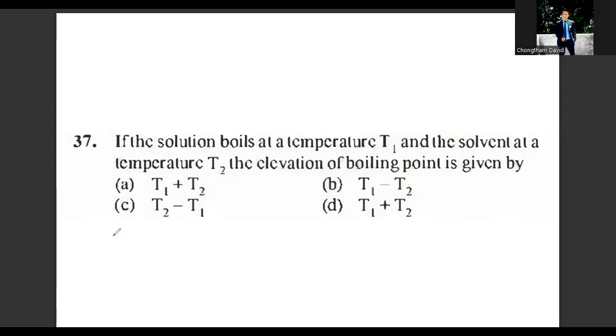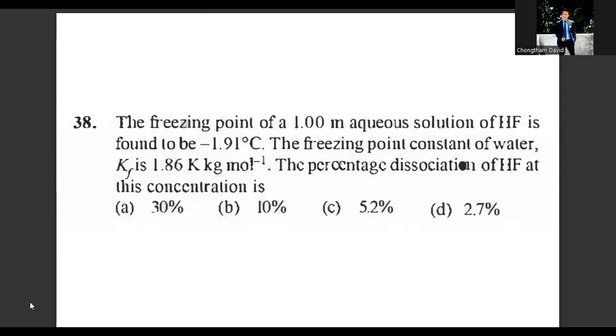If the solution boils at temperature T1 and the solvent at T2, the elevation in the boiling point is given. Very basic question. Subtract the value T1 minus T2 gives rise to the increase in the boiling point, where T1 is the boiling point of the solution and T2 is the boiling point of the solvent. Subtract it, you will get the answer. I hope it's clear and understood. Let's read question number 38.